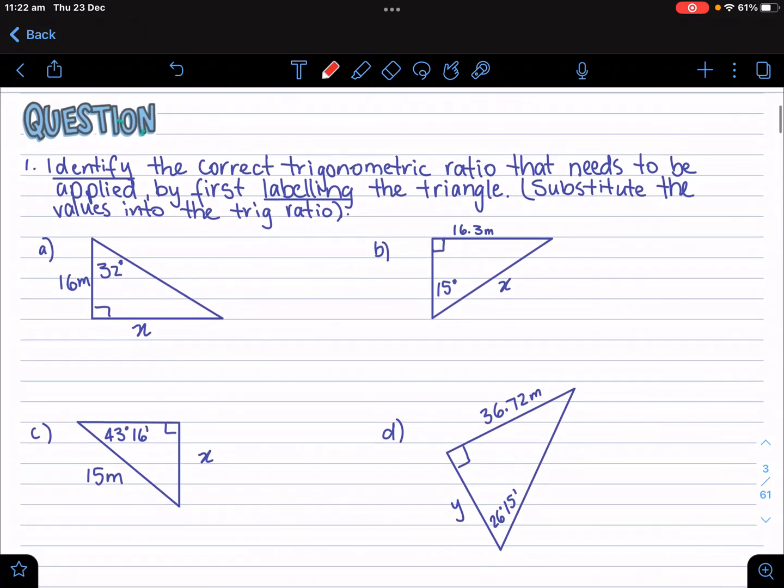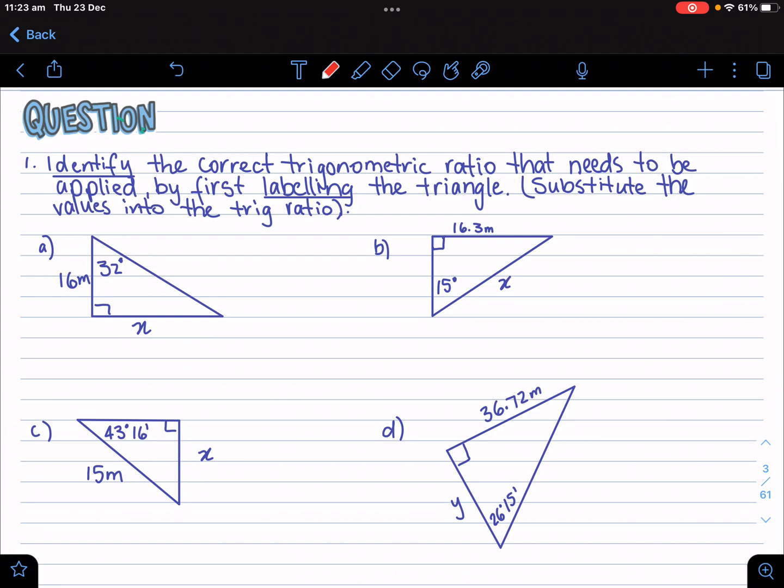Now, I have a few questions here for you to try yourself. The first thing you have to do is label these triangles. Then you have to identify which trig ratio to use, and then write the trig ratio by substituting the values in. Pause the video, give it a shot, and then come back for the recommended answers.